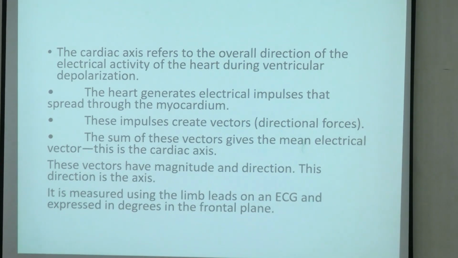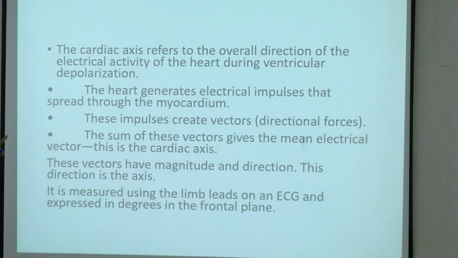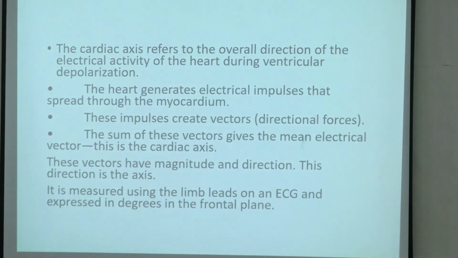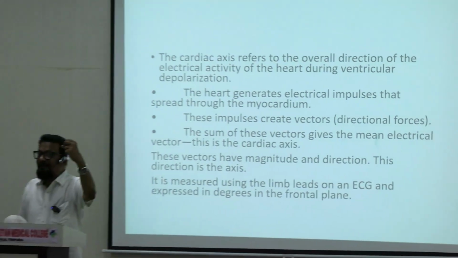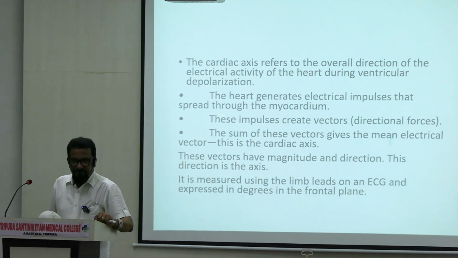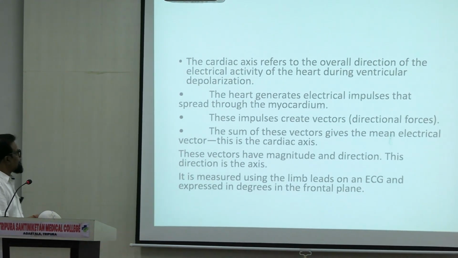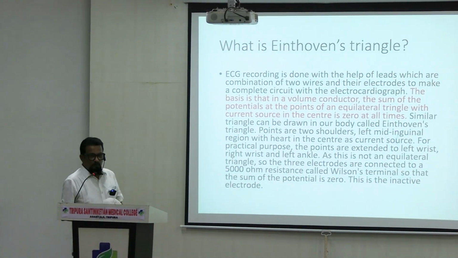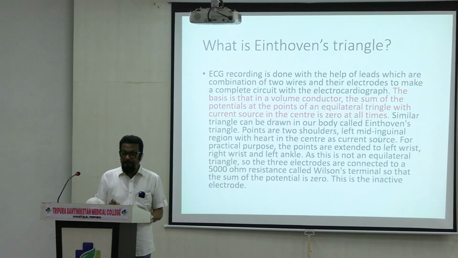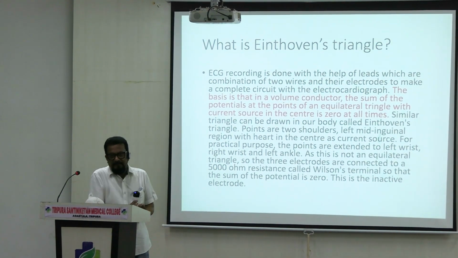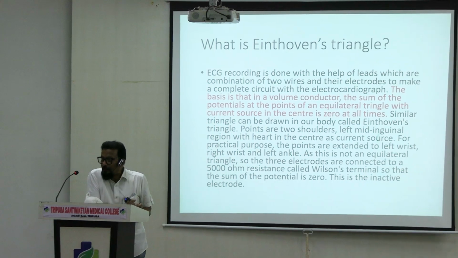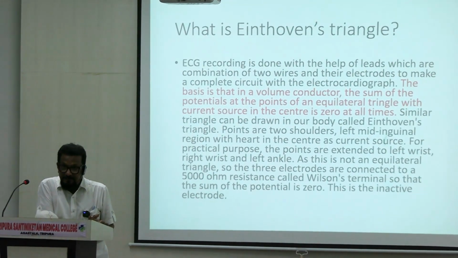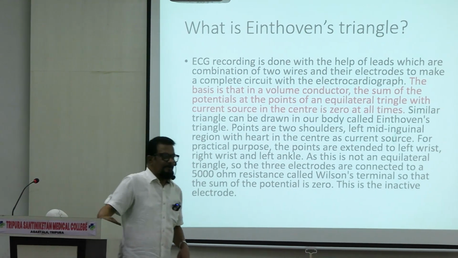What is written at the top? The cardiac axis refers to the overall direction of the electrical activity of the heart during ventricular depolarization at a particular instant. Now, because this will be required, we use the Einthoven triangle and Einthoven principle to determine the electrical axis of the heart. What is the Einthoven triangle?